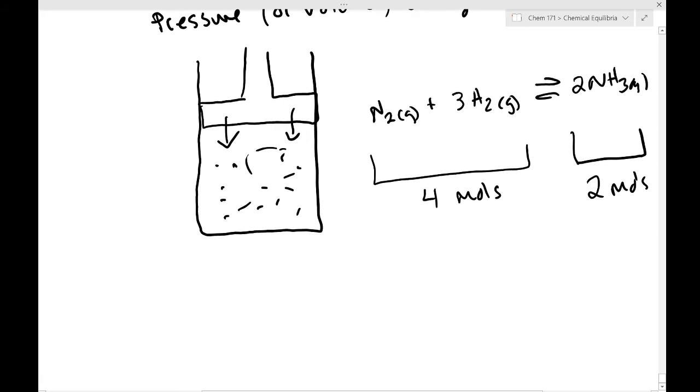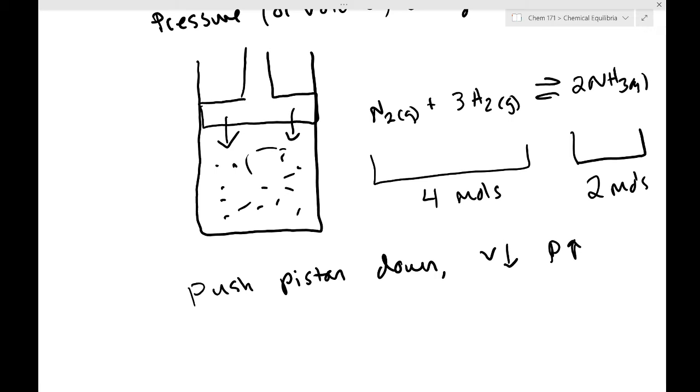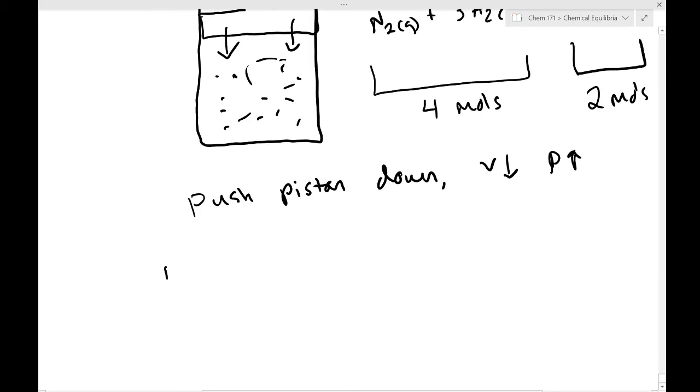Let's say that we push the piston down. So we're decreasing the volume and we're increasing the pressure. So pressure goes up, volume goes down. What happens to this equilibrium? If we have some sort of equilibrium happening within this vessel and then we suddenly increase the pressure, how can the chemical system respond?